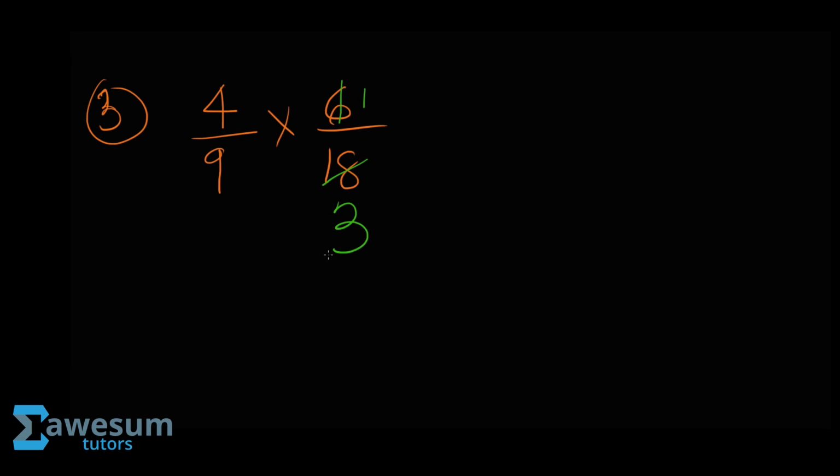So if you take a look at the remaining numbers, this is 4 and 9, this is 3. There is no common factor between the numerator and denominator anymore. So that means in that case, I just have to multiply out the new numerators and the new denominators. 4 times 1 is 4 over 9 times 3 is 27. You realize that nothing can divide anymore. So that is the final answer.